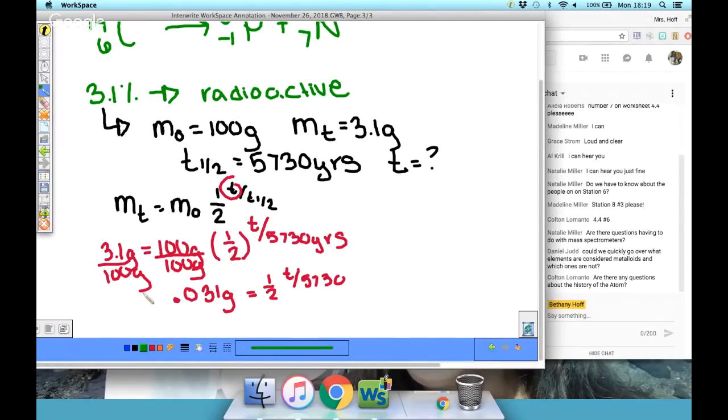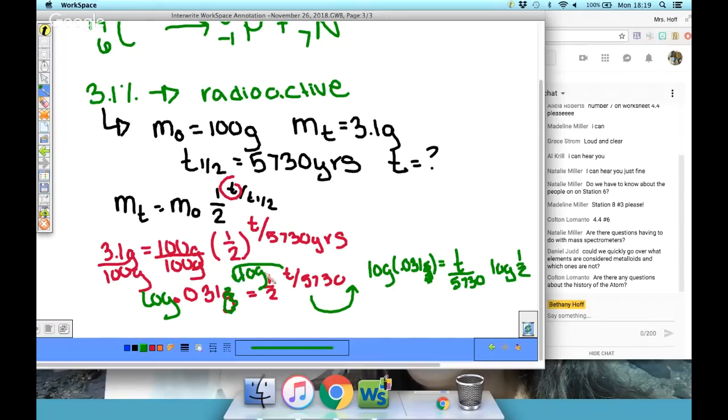Okay, so we're going to take the log of both sides. What this ends up doing to this problem is we're going to have log of 0.031. The grams cancel out, I don't know why I'm keeping grams. And then we're going to have t divided by 5730 times log of 1/2. So again, remember this log takes whatever is in the exponent and brings it out in front.